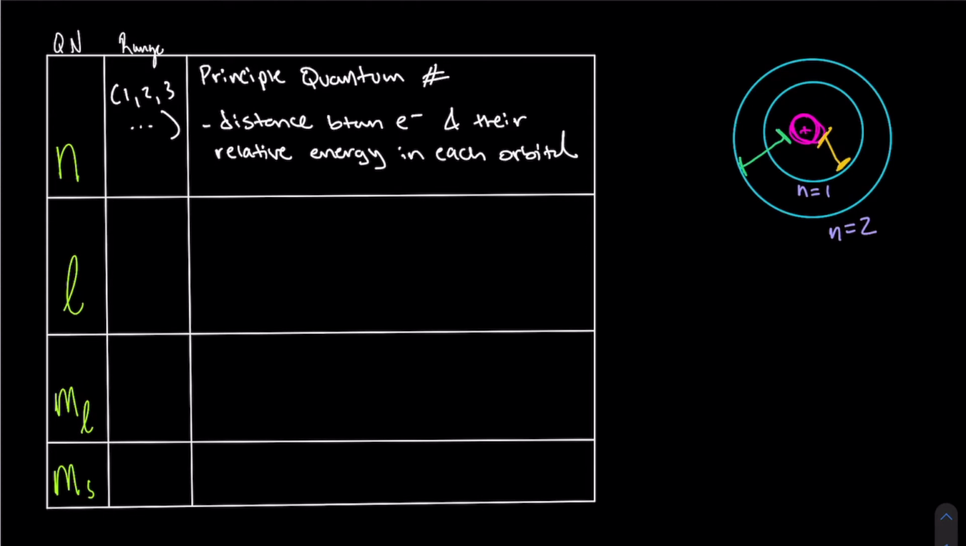So just to recap, because they're farther away from the center of positive energy in the nucleus, they're going to be more free and more mobile to engage in that chemistry. So that's how the principal quantum number can speak to the relative energy in each orbital.